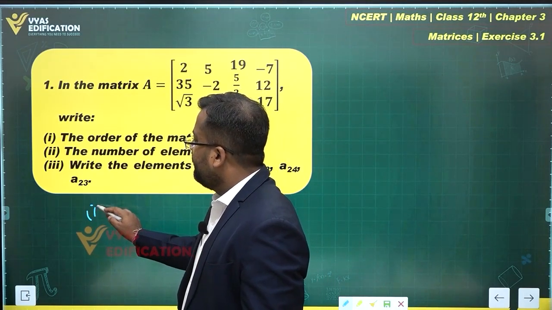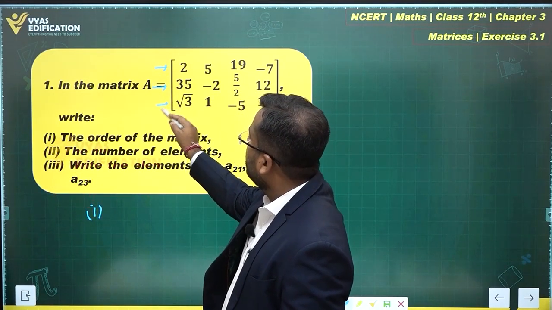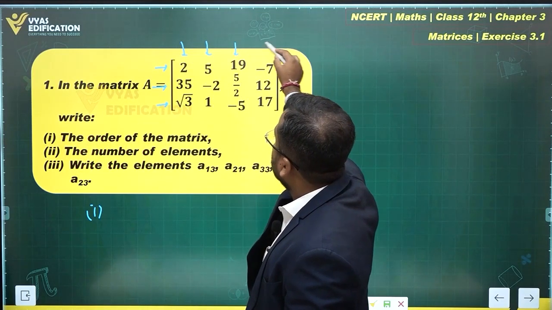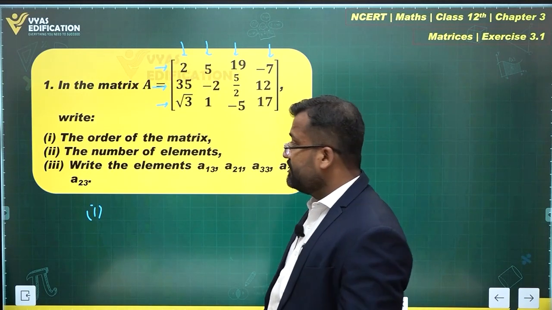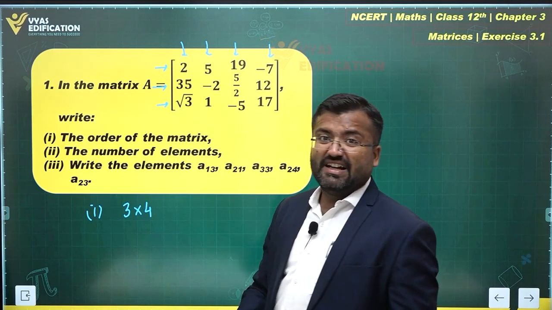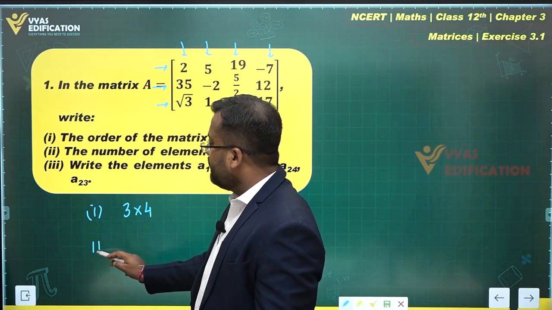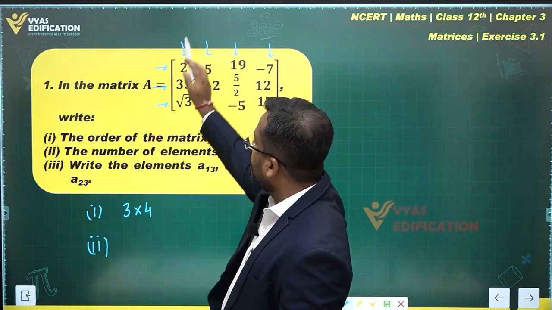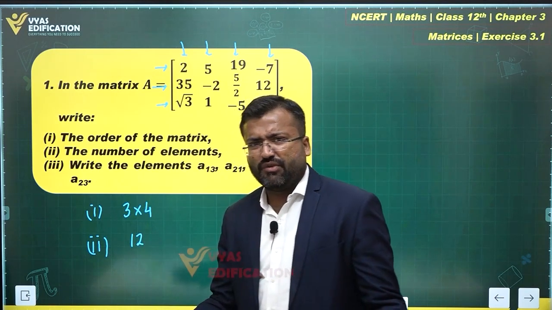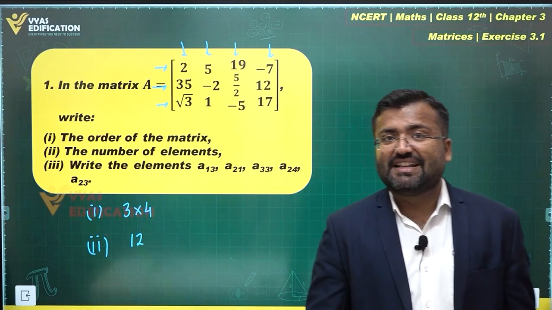In the first part, we simply want to find the number of rows and number of columns. How many rows are there? There are 3 rows. How many columns are there? There are 4 columns, as you can observe. So the order would be 3 by 4. We'll read it as 3 by 4. What about the number of elements? The number of elements is equal to the number of rows times the number of columns, which is 3 into 4, which is 12. We simply multiply these two together and we get the number of elements in this matrix.